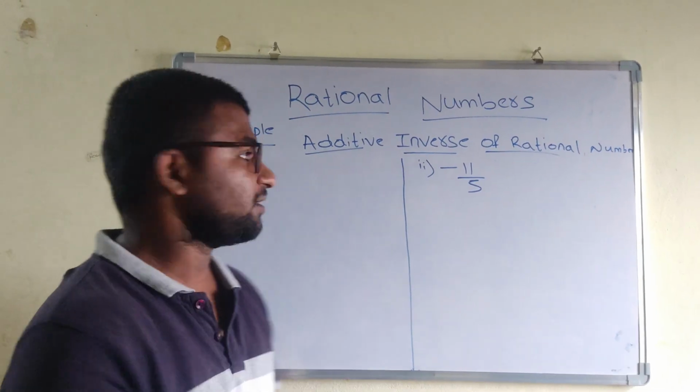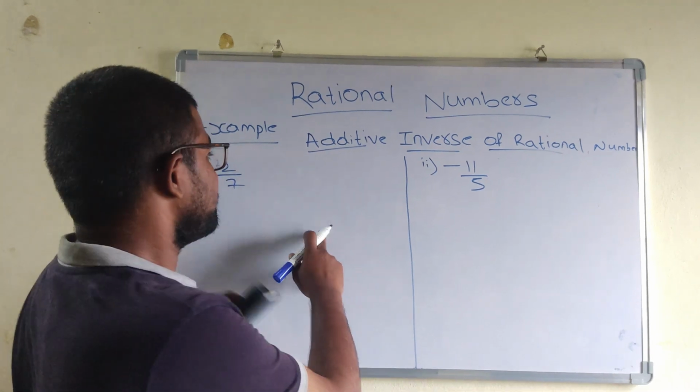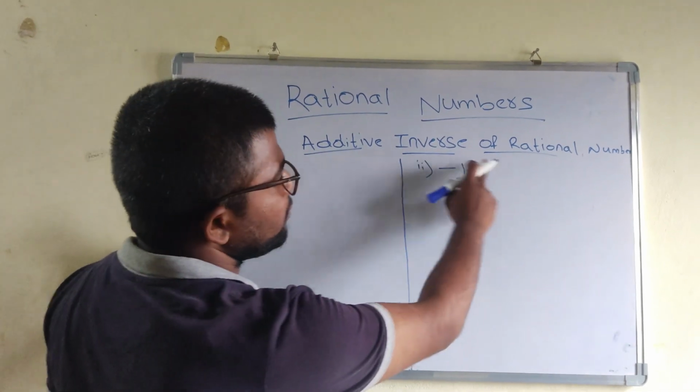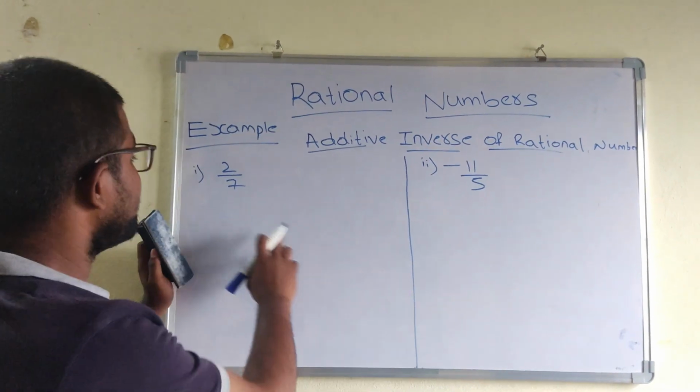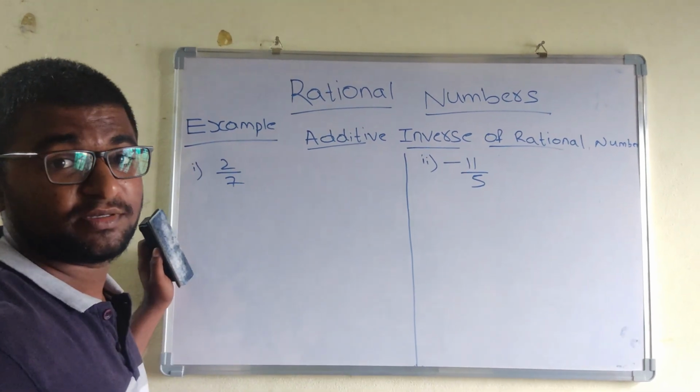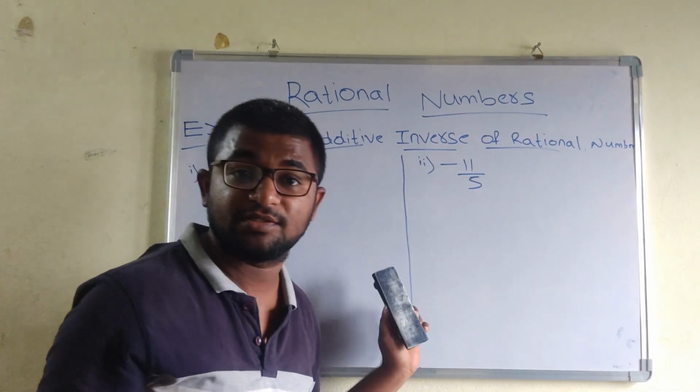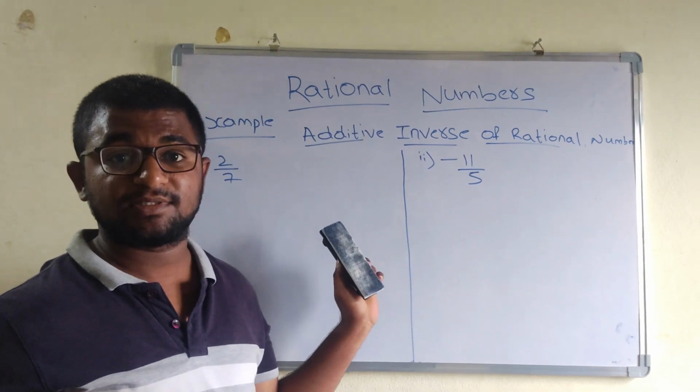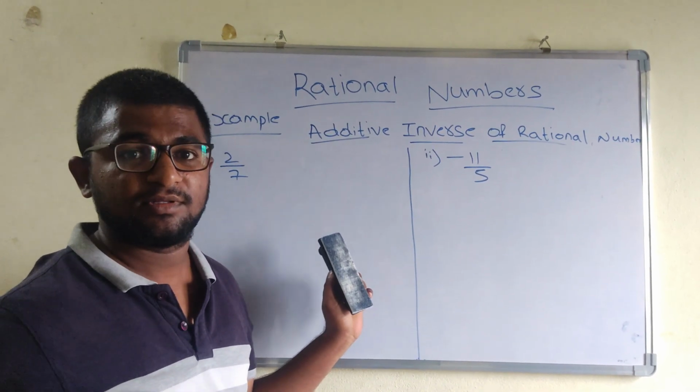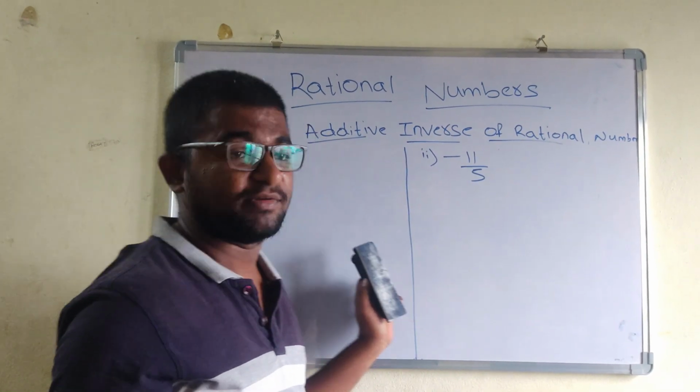Now we are going to solve another example in rational numbers, that is additive inverse of rational numbers. We need to find the additive inverse of these two numbers. First of all, what is meant by additive inverse? When we add two rational numbers and get the result 0, this property is known as additive inverse.